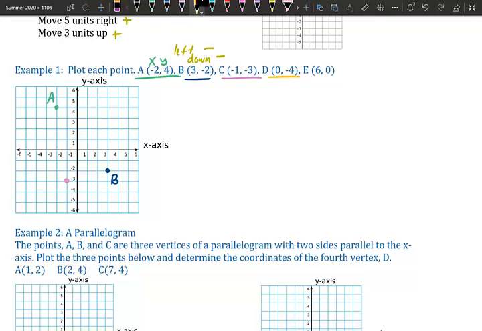D is 0, negative 4, so that means we don't move left or right. We just go down 4 units. E, we have 6, so we go right 6. And then 0 for Y, so we don't go up or down. And that's our E.